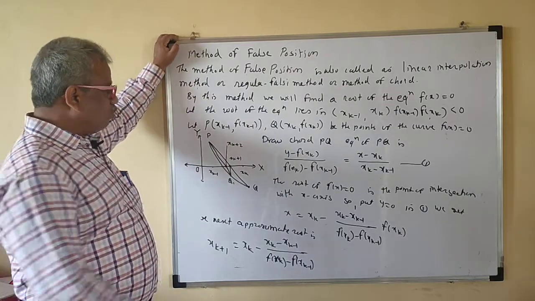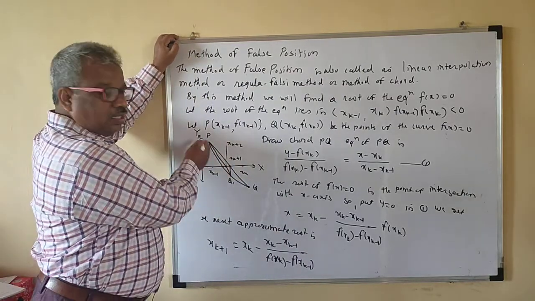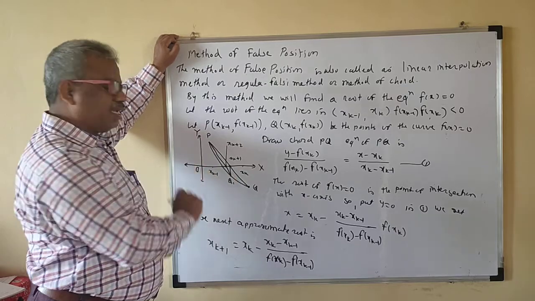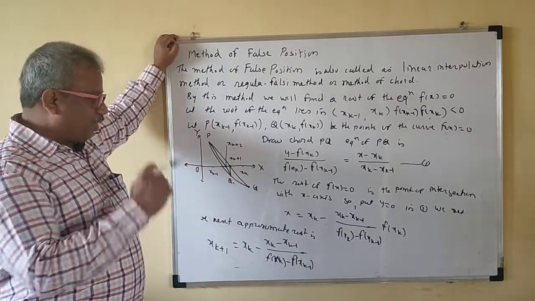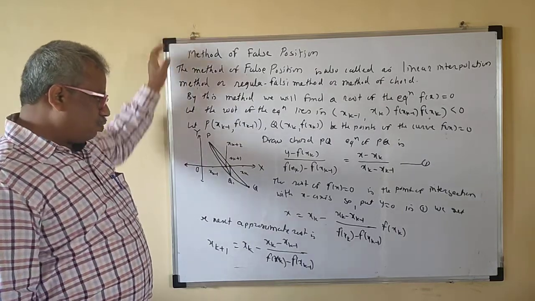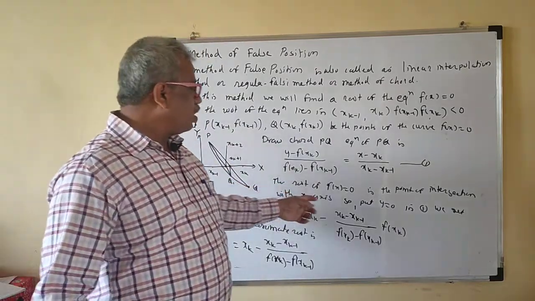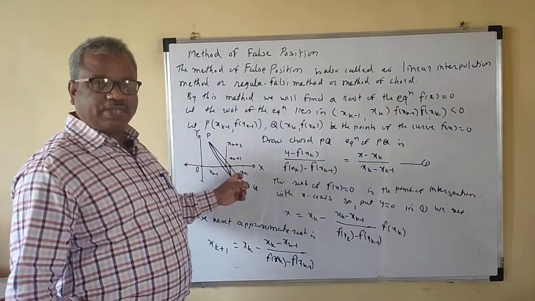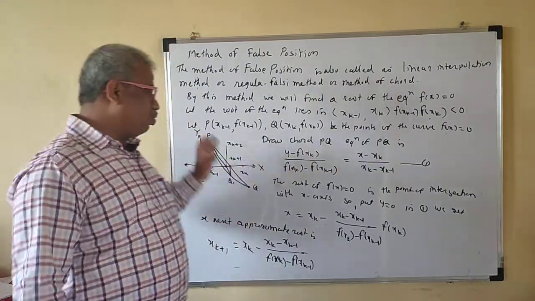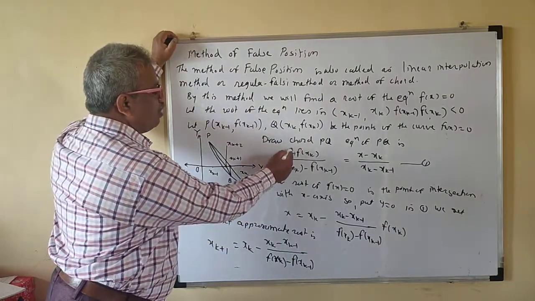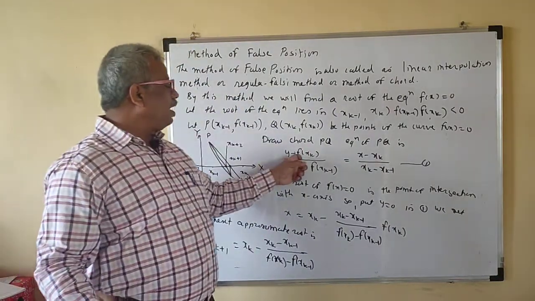Okay, the root of f(x) = 0 is the point of intersection of the chord and the x axis. So this is the next root of f(x) = 0. For the intersection with the x axis, on the x axis y is 0. So you put y equal to 0. If you put y equal to 0, then this term is removed, and this is minus f(x_k).